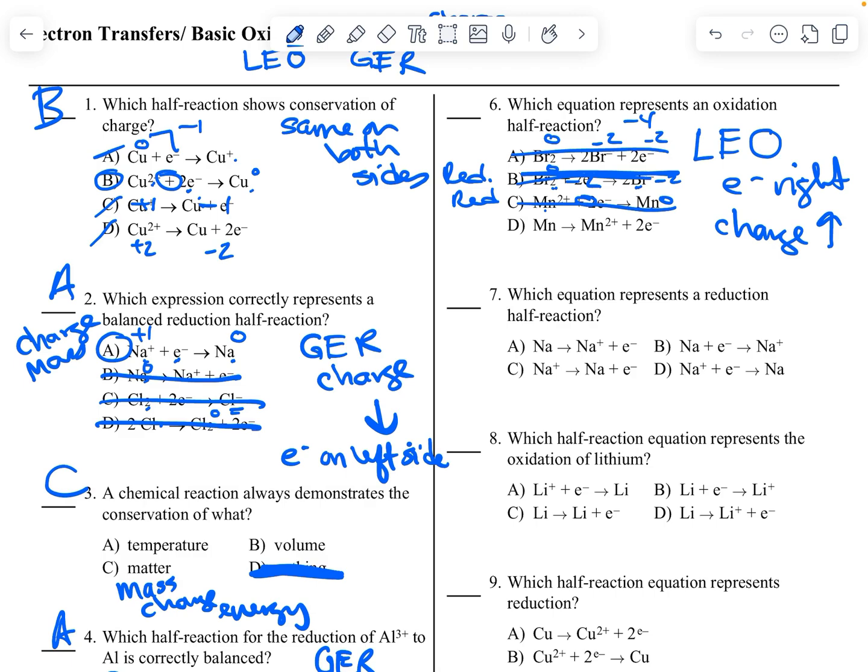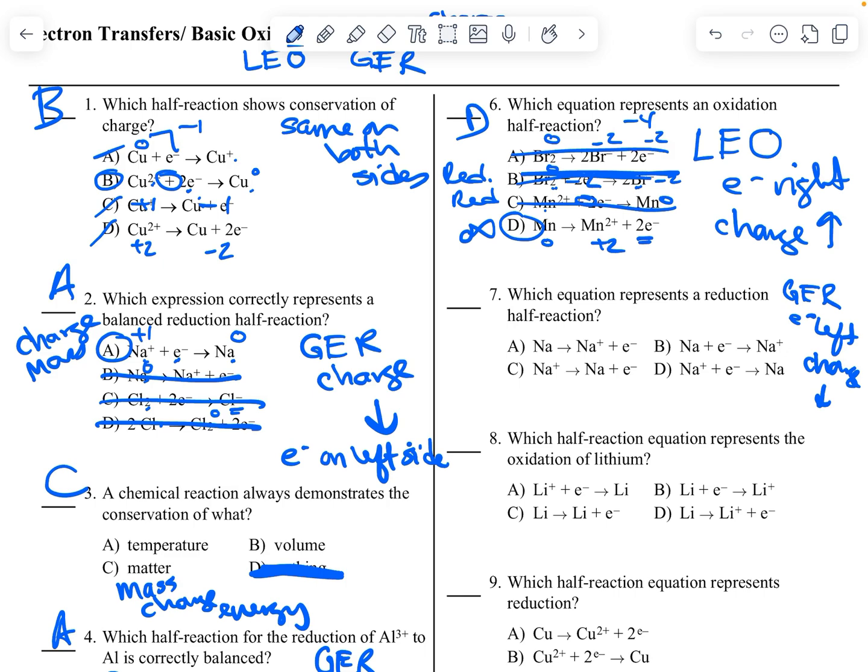So in part D, this should probably be our answer. Mn is a 0, and now we are at a +2. We've lost electrons. There they are. And now my charge has gone up. That is my answer. That is oxidation, part D. Which is a reduction half reaction. So again, a gain of electrons is reduction. That means electrons are on the left. That means our charge is going down.